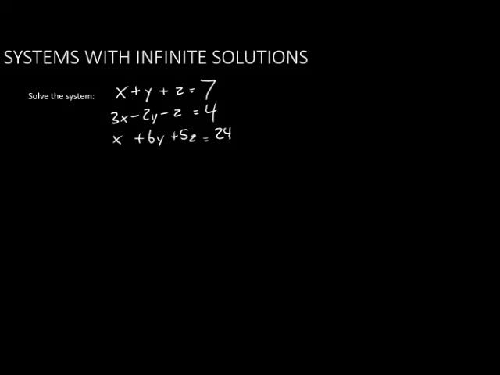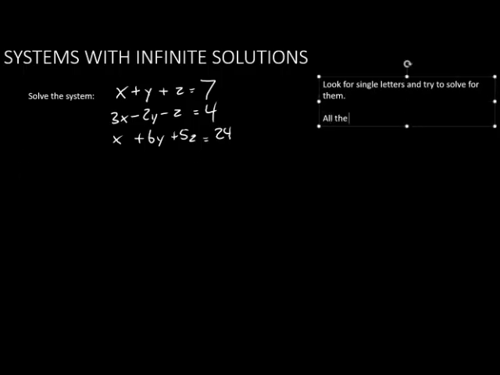Here we'll talk about how to handle systems that have an infinite number of solutions. In this system, once again, let's begin by looking for any single letters and trying to solve for them. You can see in line 1 that we have all single letters. We have x plus y plus z equals 7. So, since there are all single letters in line 1, we could solve for any letter we like. I'm going to pick x for the letter I'll solve for, but really it won't make much difference.